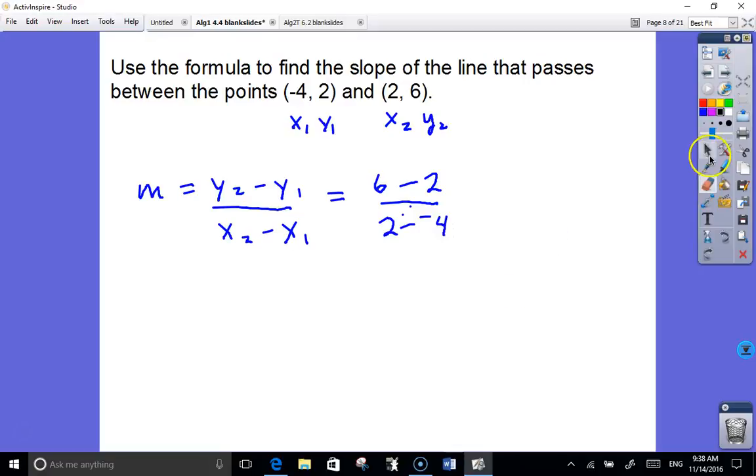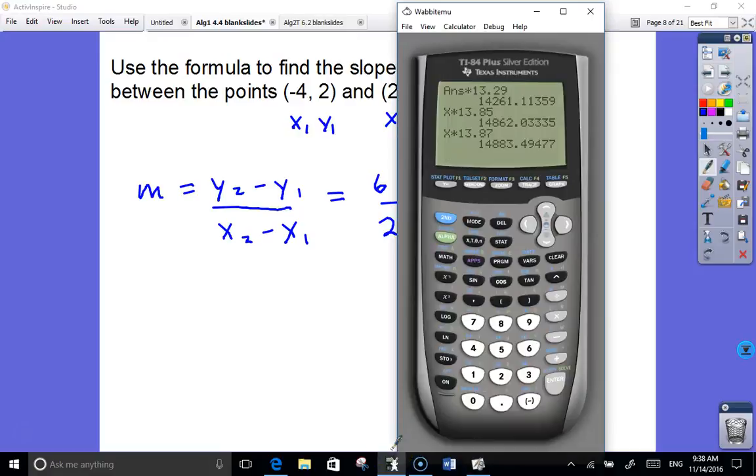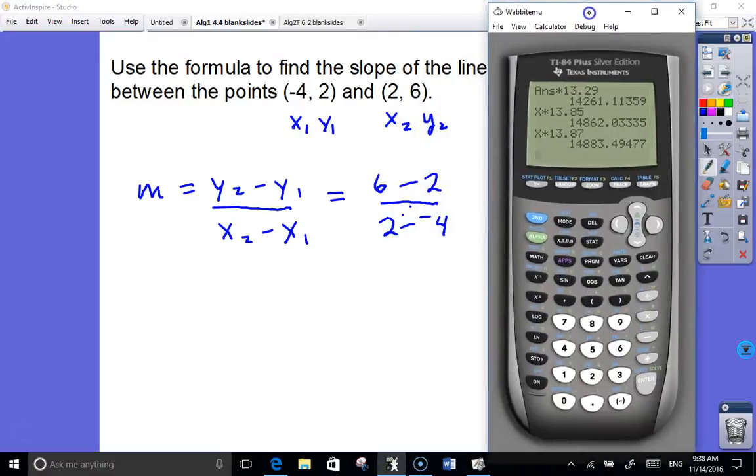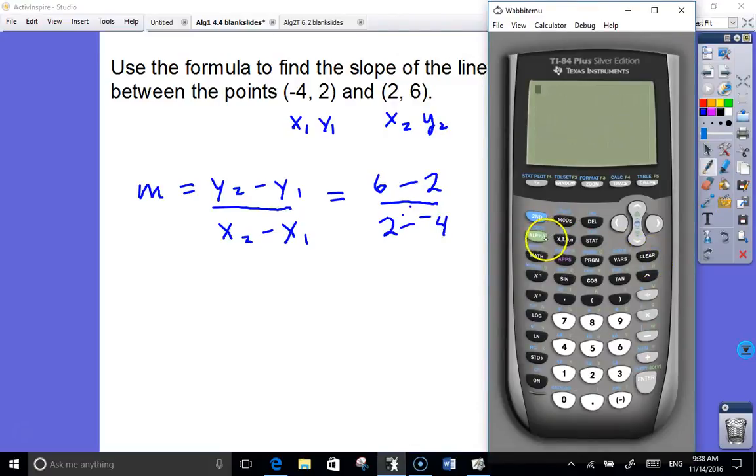Now, at that point, you can put that in your calculator right now, without trying to do any of the simplifying yourself. Just go to the calculator, bring up the fraction format: Alpha, y equals 1, 6 minus 2, over 2 minus -4. So just put it in exactly like you see it, and when you hit enter, it's going to do the math and simplify the fraction. It's all done: 2/3.